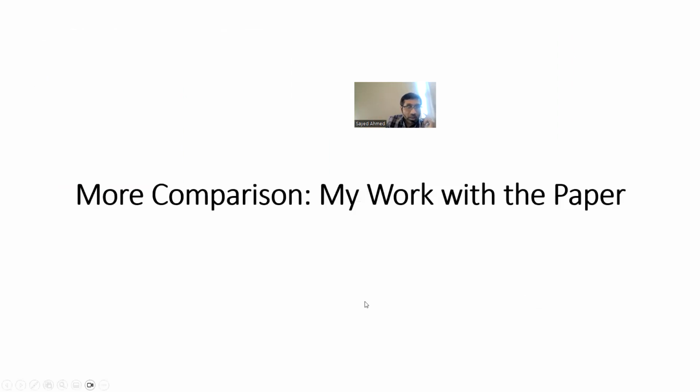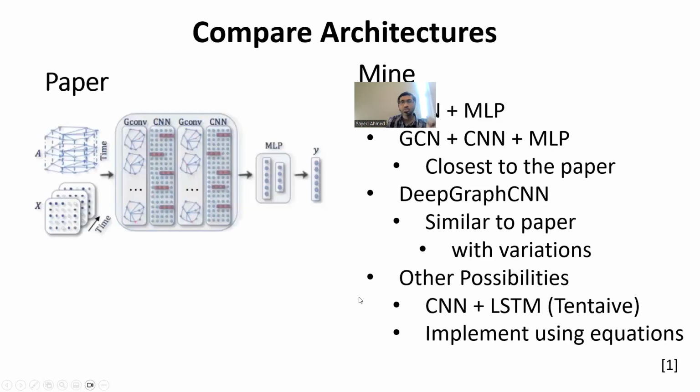Okay. I want to do some more comparison between my work and the other paper, right? I already made some comparisons. Now I'll make a little bit more. So architecture: the paper used graphical convolution, CNN, multiple, and then MLP, right? In my case, one thing is GCN and MLP, just GCN and MLP. And another thing is GCN, CNN, MLP.